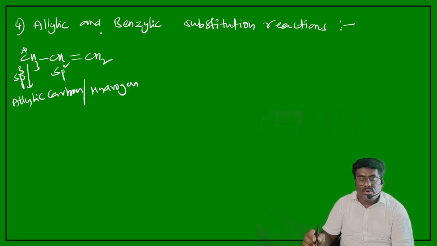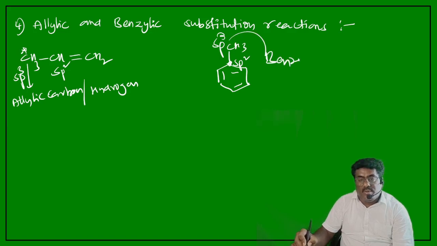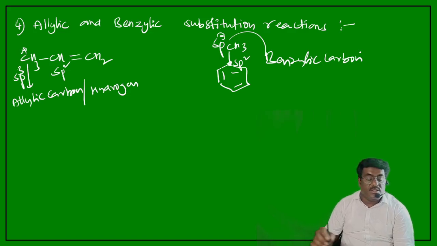Have a look at benzylic. What is a benzylic carbon? I am writing benzene with CH3. Here this ring carbon is sp2 and this carbon is sp3 hybridized. This carbon is the benzylic carbon. The benzylic carbon has hydrogens, the benzylic hydrogens. In these allylic and benzylic substitutions, we have bromination and chlorination.